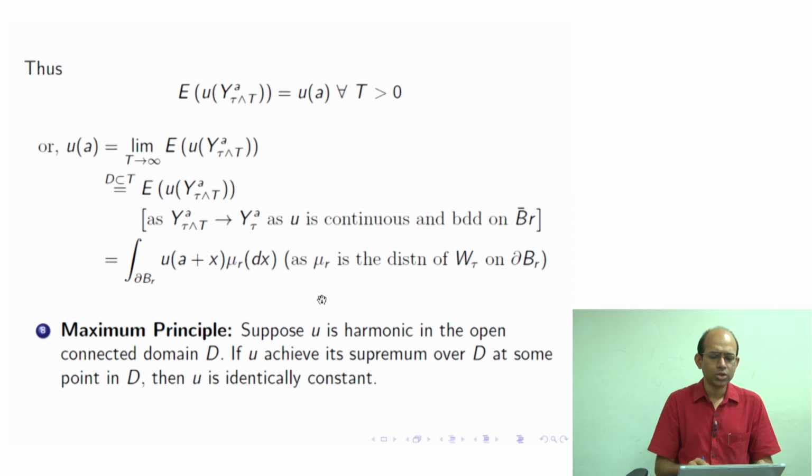That is it. So this says that it does not matter what point A we choose, for whatever positive radius r such that the ball is inside the domain, I would always get this relation that u of A is equal to the integral of u of A plus x mu_r dx on the sphere. Therefore, u has the mean value property. Mu_r is the distribution of W tau on the boundary of B_r.